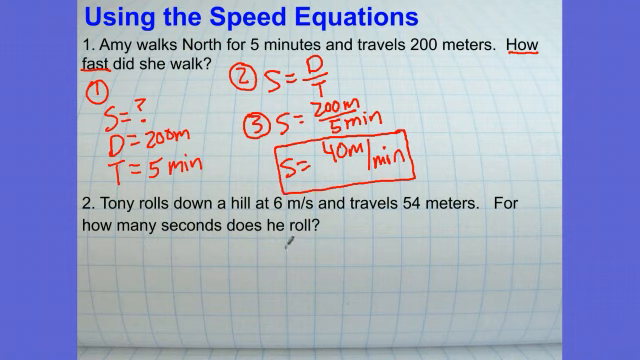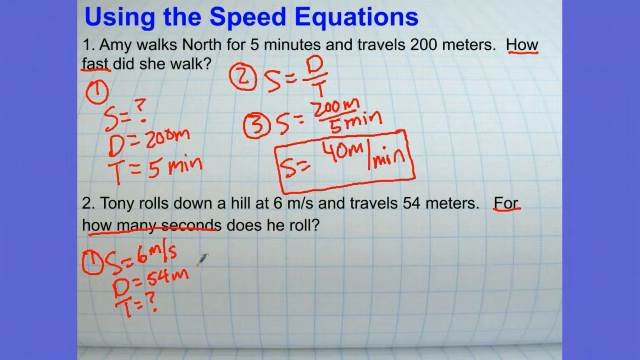It says Tony rolls down a hill at 6 meters per second and travels 54 meters. For how many seconds? Right, so I'm looking at for how many seconds, so that tells me time. When I do my first step, I'm going to write S equals, D equals, and T equals. Since I'm asking for how many seconds, I'm going to put a question mark next to my time. I can see that I'm moving at 6 meters per second, and it's a distance of 54 meters. So now, when I go to my second step, I know that T equals my question mark.